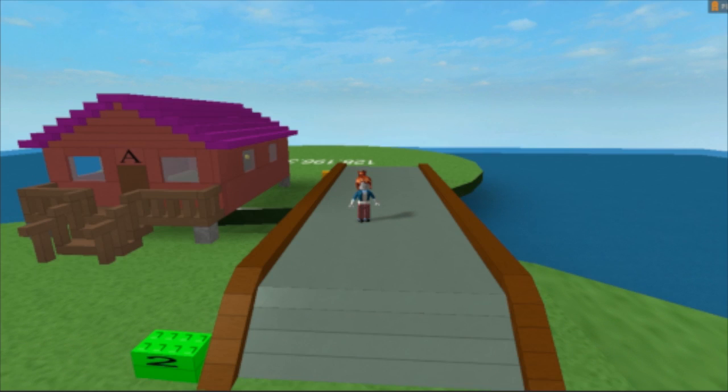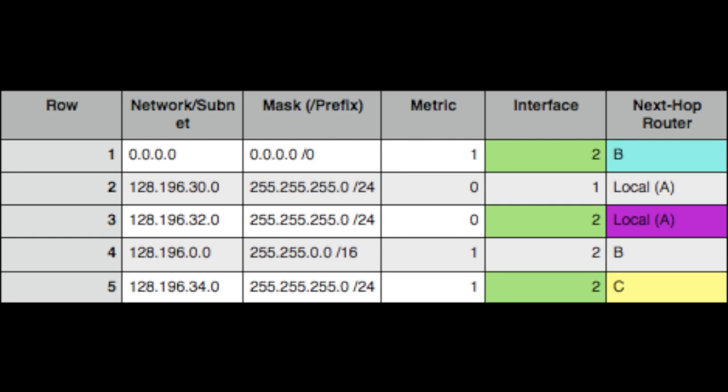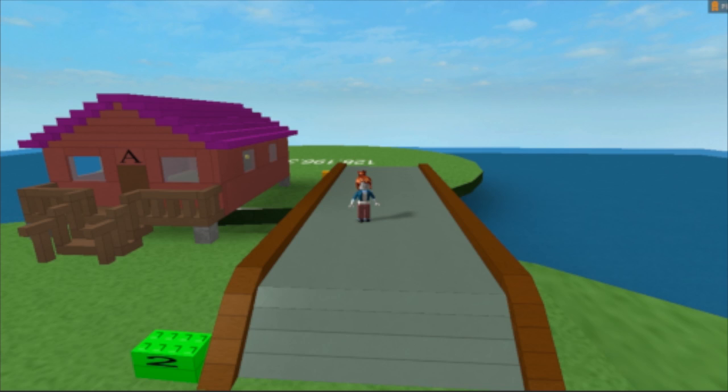Okay, so I want to go to 128.196.300.342. Let's look at our table and see which address is closest to your friend's house. Look, row 5 is super close to my friend's address. The first 3 parts match up. Well, I think you found the way to your friend's house. Now, if you ever need to figure out the quickest path to anywhere else, all you need to do is put together a routing table.